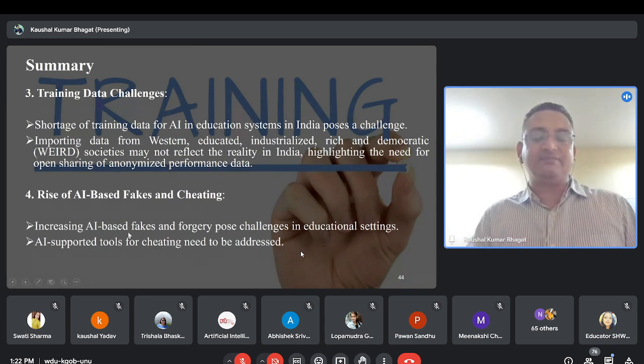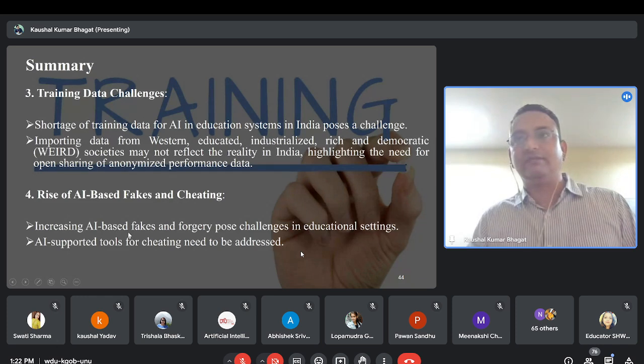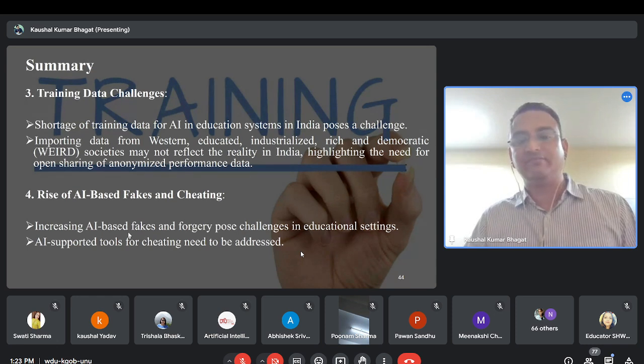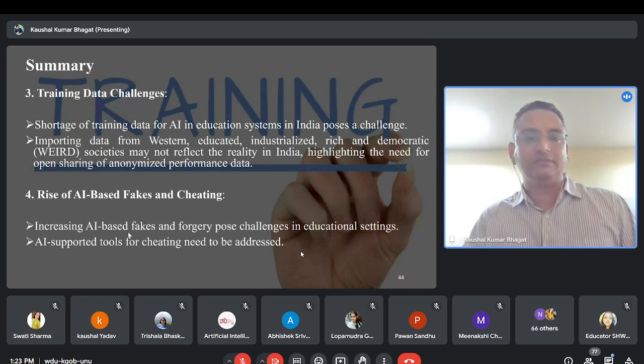Next is AI-based fakes and cheating. That is another issue. Many times you will find that some of the images are not original. They are AI-based. So that is another concern, and cyber issues are also there, right? That we need to consider.